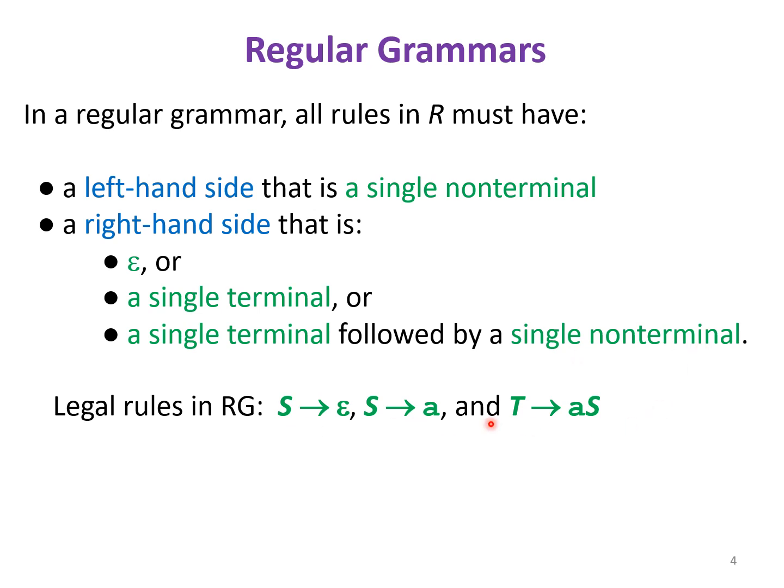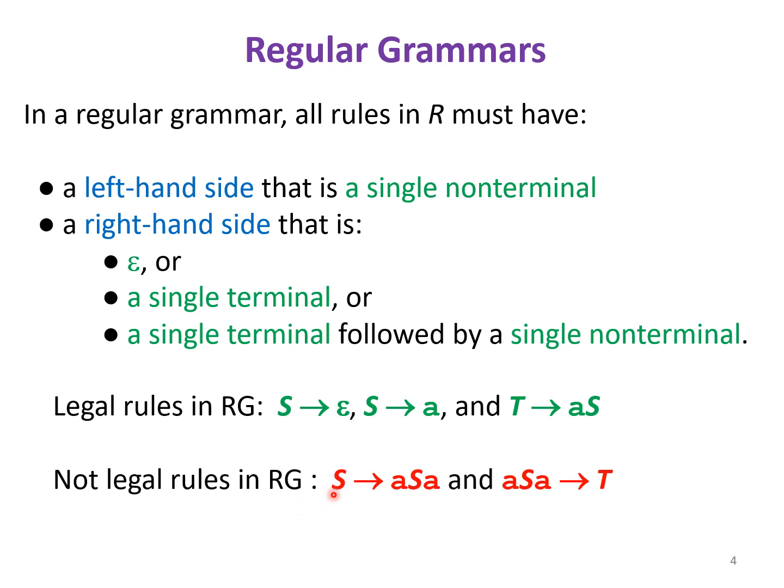So all these rules are legal and are in the format given, whereas S → aSa is not. The LHS is a single non-terminal, whereas the RHS has a terminal symbol followed by a non-terminal symbol, and again a terminal symbol. So such rules cannot be written in regular grammars. Similarly, aSa → T is not allowed. The LHS must have only a single non-terminal, whereas here it is a combination of both terminals and non-terminals.